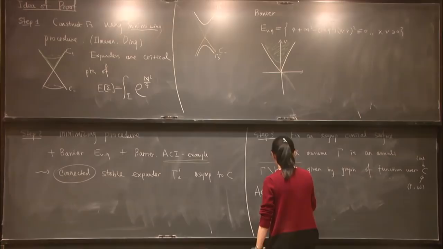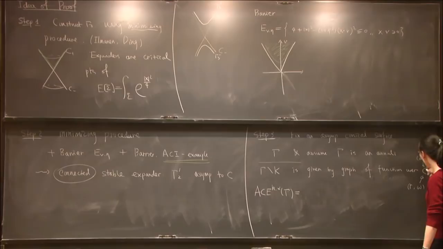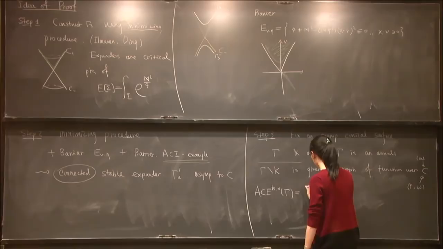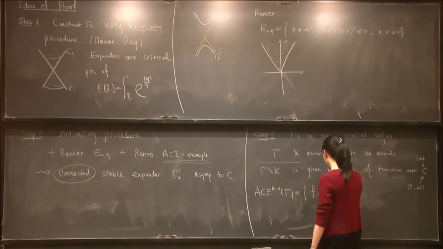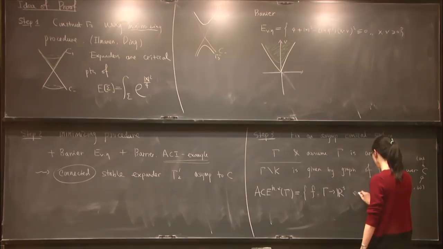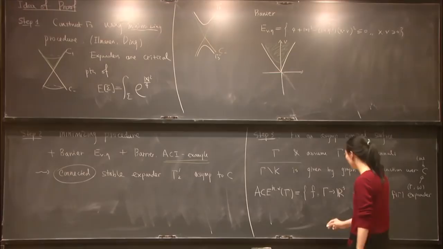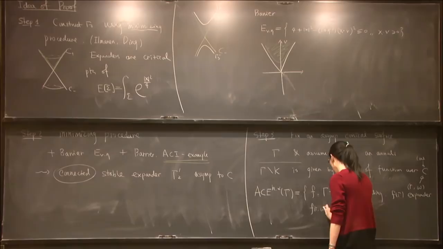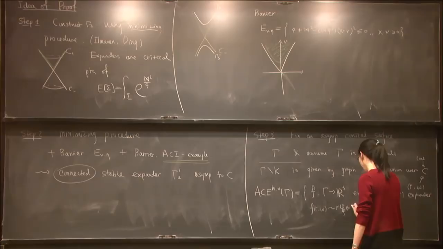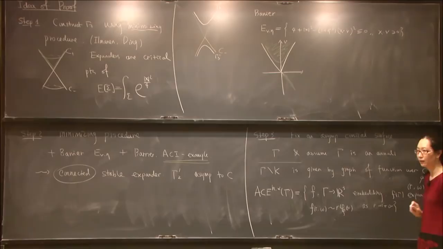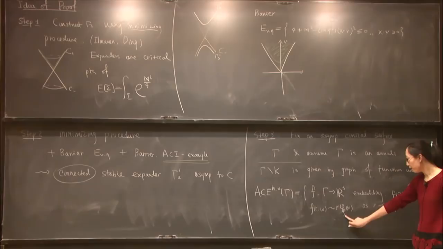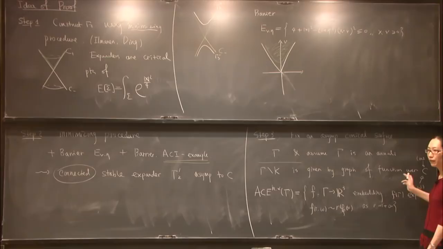Okay, so remember, the cone we assume has C^{k,alpha} regularity. So we consider the following set of F, which are embeddings such that F(gamma) is an expander. Most important is that F has the asymptotic expansion R phi_F(omega) as R goes to infinity. So this phi_F is going to be some embedding from the link of the cone to R^3.